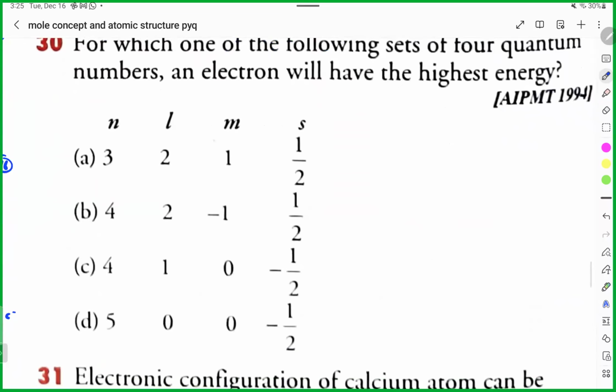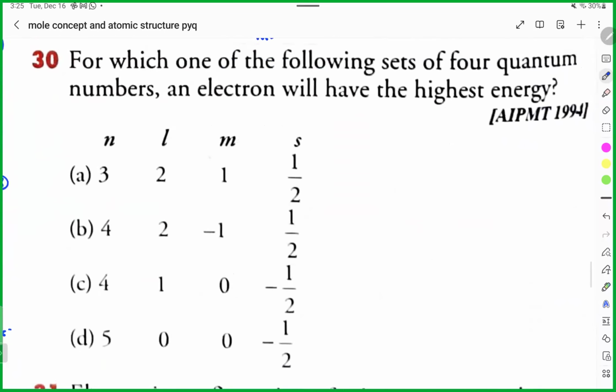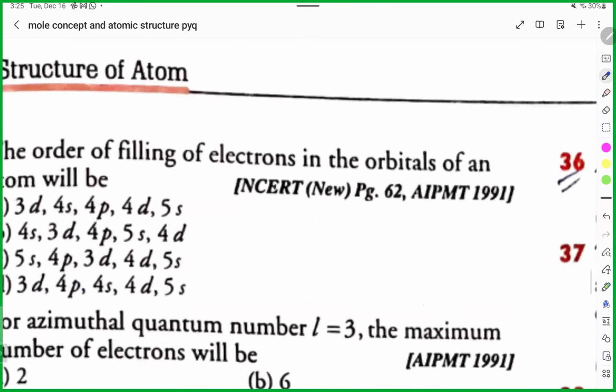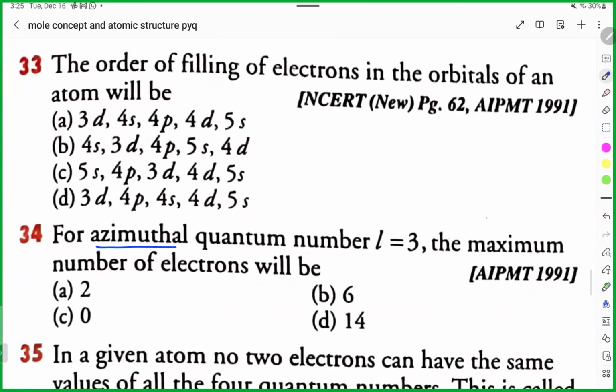Pratigya. Energy we will do later, but though you can calculate. We'll do this later. Tell me this, Pratigya. In the azimuthal quantum number, l value is 3. What will be the maximum number of electrons?